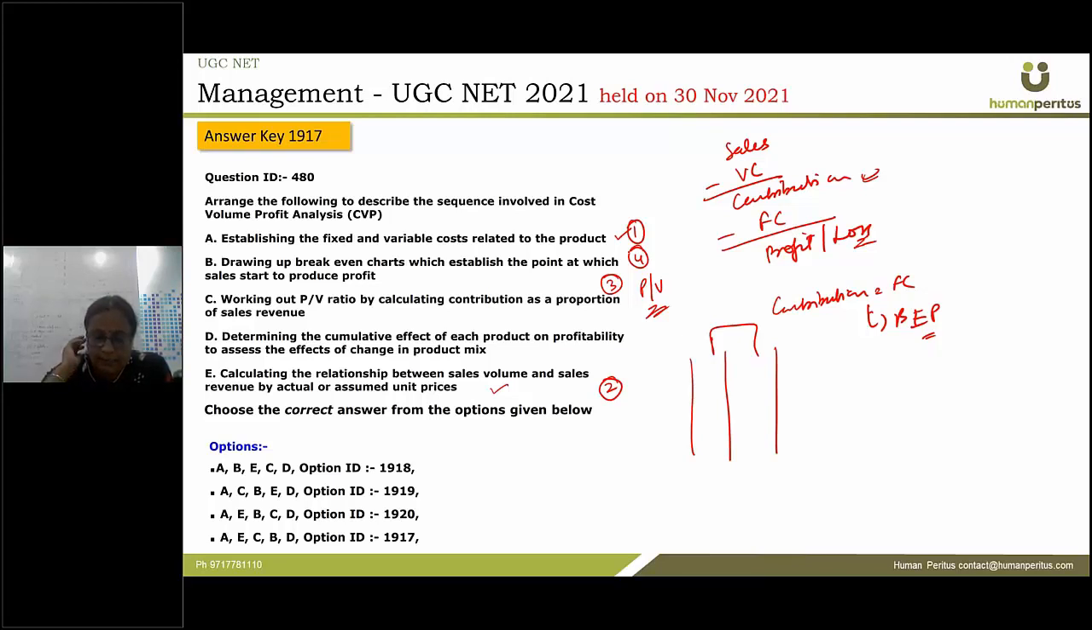And then last, we arrive at the cumulative effect of each product on profitability to assess the effect of change in product mix. So for various products, we analyze this and then we determine their cumulative effect on profitability. So this is how the cost volume profit analysis takes place. Accordingly, A, E, C, B, D. So this should be the correct answer to this question 1917.